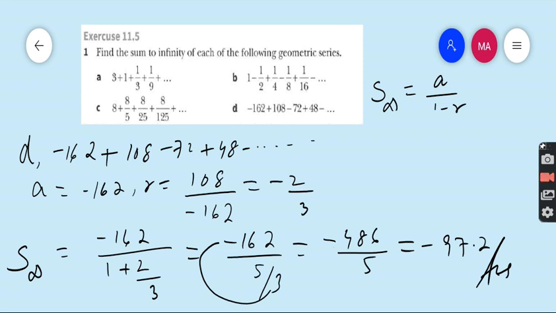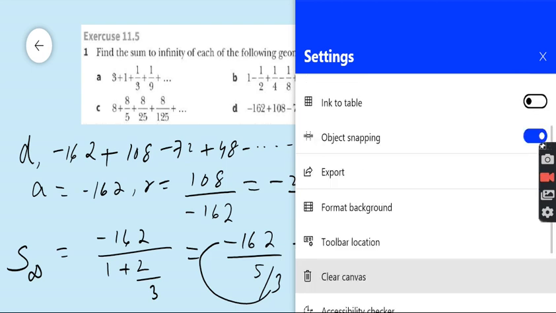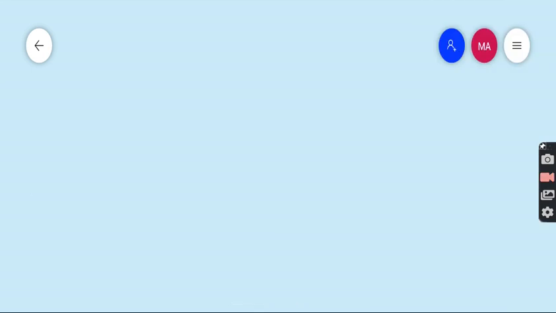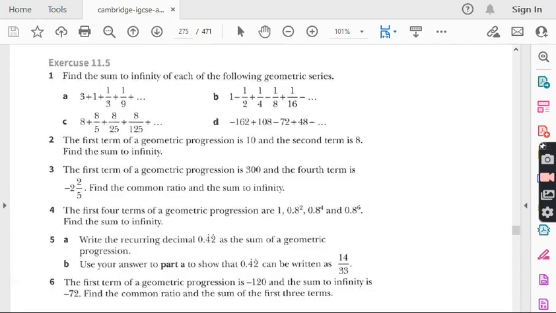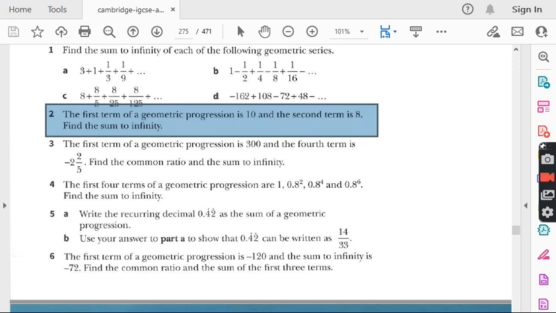We did all parts. Move to question number 2. You must keep in mind the formula of the sum of an infinite geometric series, that is S infinity is equal to a upon 1 minus r.